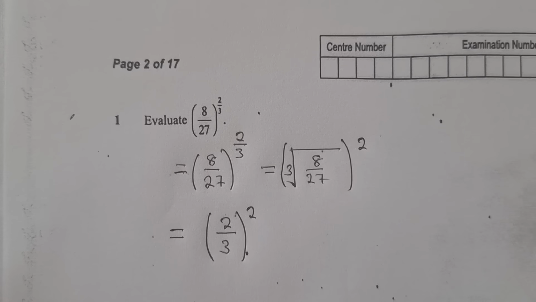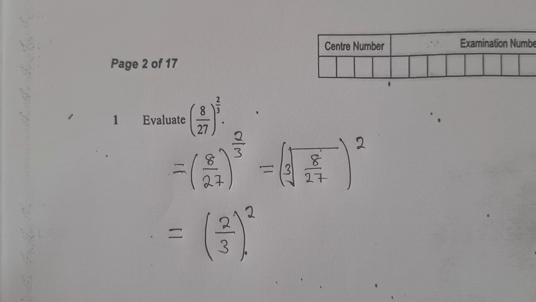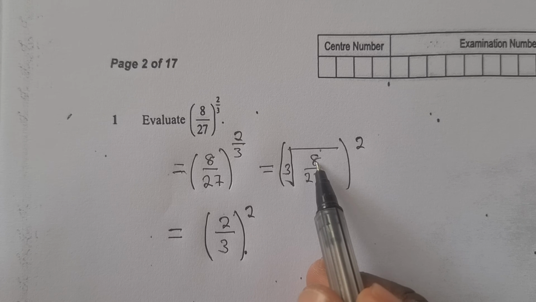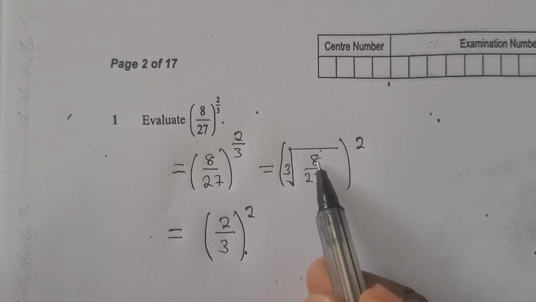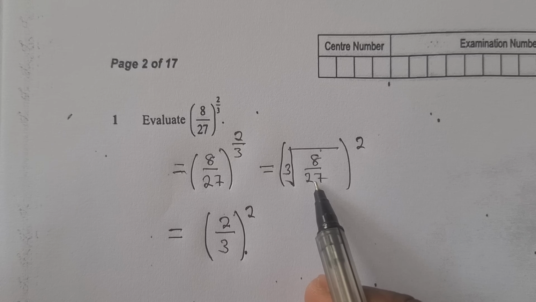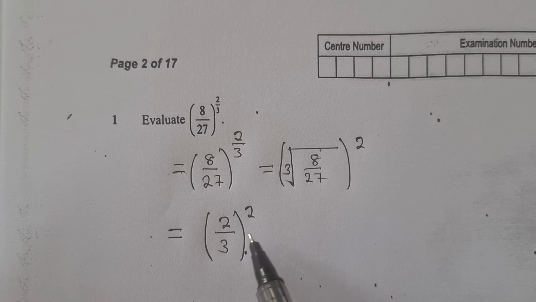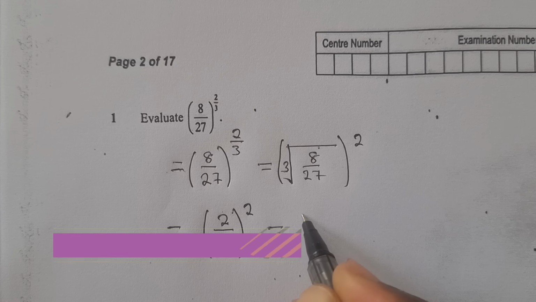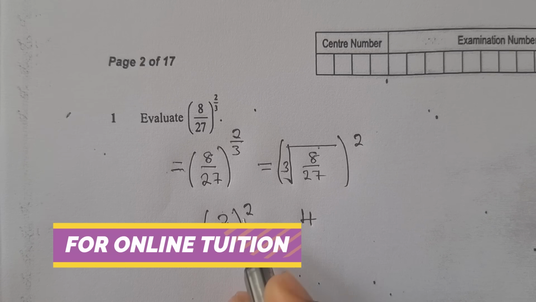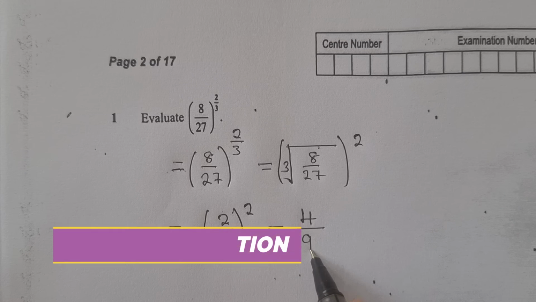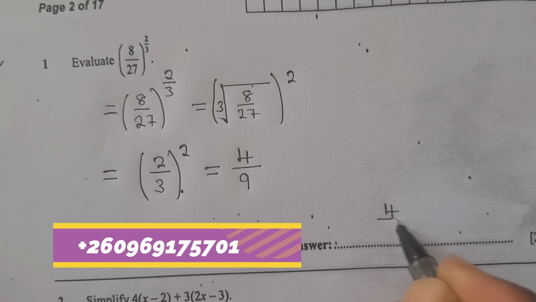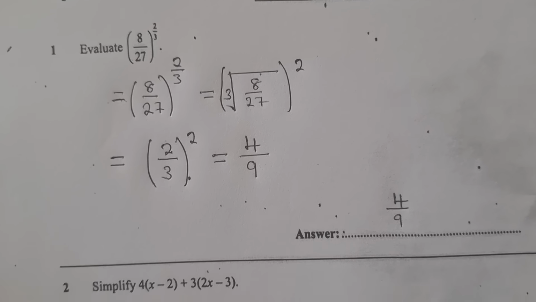In case you don't know what I've just done here, I've found the number which can multiply by itself 3 times, and it gives us 8. That's a 2. The one that will give us 27 is a 3. So now we can say 2 to the power 2 will give us a 4, and then 3 to the power 2 will definitely give us a 9. You now write here 4 over 9 as your answer.